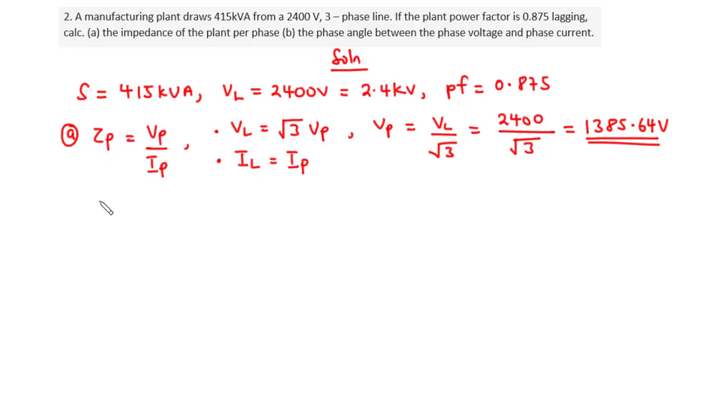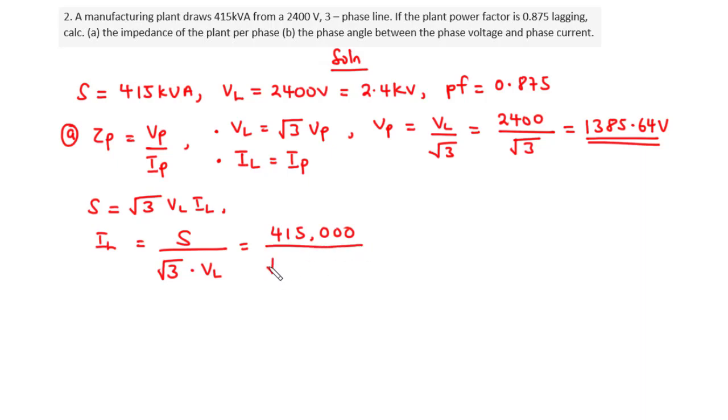Now from the apparent power, we know that S is given as square root of 3 times VL times IL. That is considering a three-phase circuit. We have the value of the line voltage. We can find the line current, which is equal to the phase current. So the line current IL is given as the apparent power divided by square root of 3 times the line voltage. Now let's insert the values of S and then VL. So we have S to be 415,000 divided by square root of 3 times VL, which is 2400.